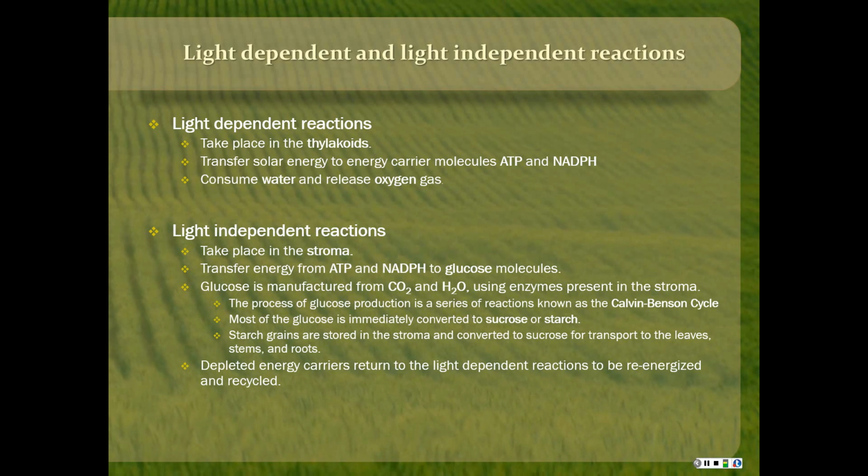And most of the glucose is immediately converted to sucrose, which is a disaccharide, a form of sugar. Sucrose is actually table sugar. It's the form that we're most familiar with that we eat and put in our food. Or else starch. Starch is just a long chain of sugars that's more of a long-term sugar storage for plants. And the starch grains are stored in the stroma for when the plant needs them later. And later on they'll be converted to sucrose for transport to the leaves, stems, and other parts of the plant. And then the depleted energy carriers just return to the light-dependent reactions and they're re-energized and used again.